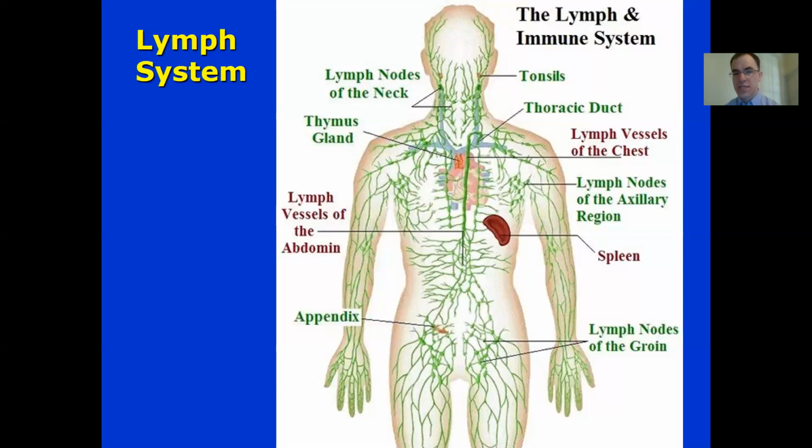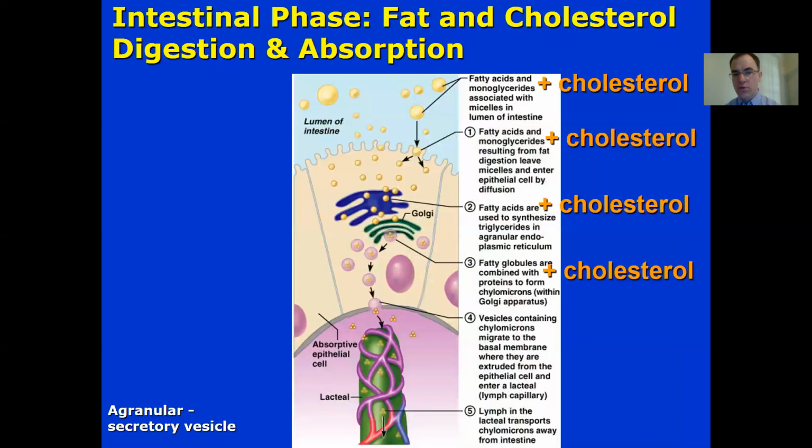And so what we're talking about is how the monoglycerides and fatty acids make their way into the lymphatic system before they make it into the bloodstream. Let's first talk about how it makes its way through the wall of the small intestine.